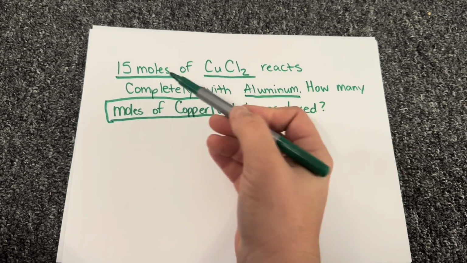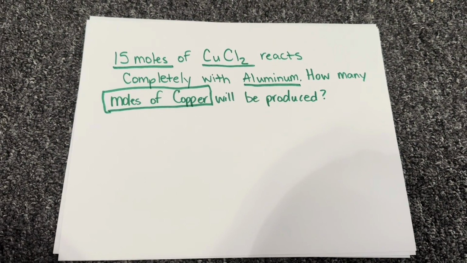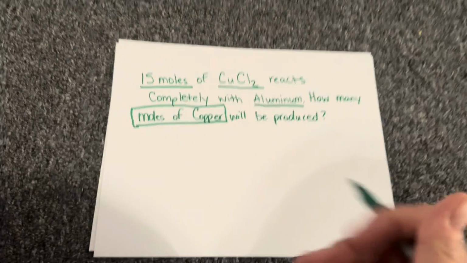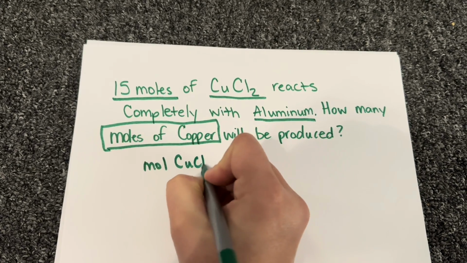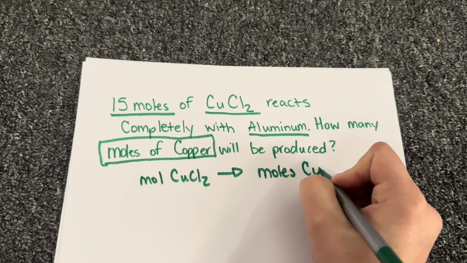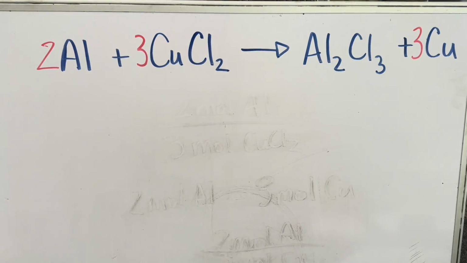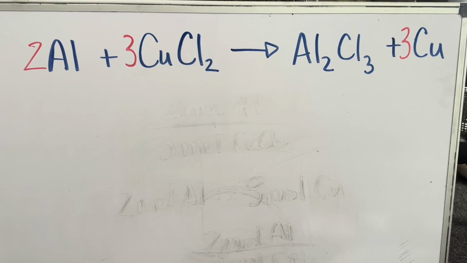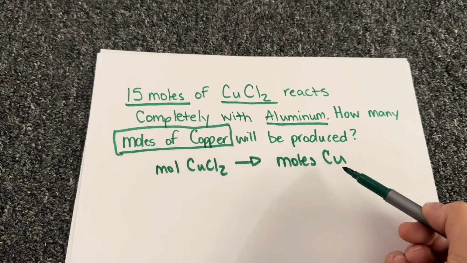So I've gone through and underlined the important stuff and boxed what I'm trying to find. I know at the end I've got to get into moles of copper. At the beginning, you can even write it right out: I'm in moles of copper chloride, and I'm trying to convert that to moles of copper. Let's remind ourselves, we've already got our balanced chemical equation up here. We've got aluminum reacting with copper chloride to make aluminum chloride and solid copper. So I want to go from moles of copper chloride to moles of copper.